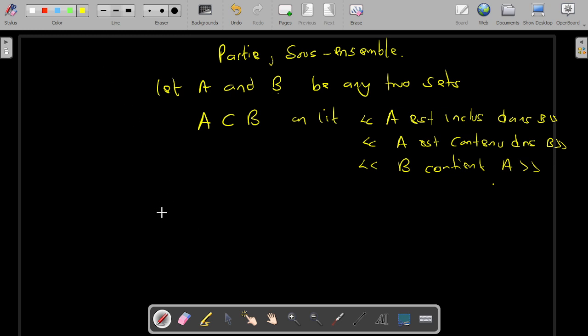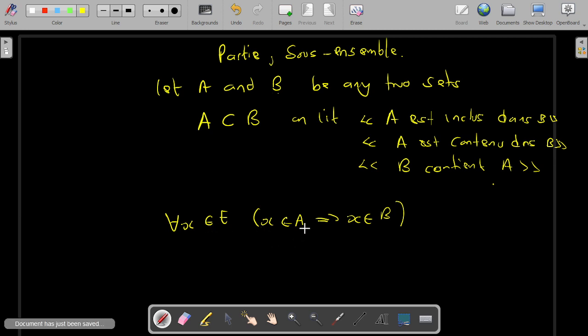So you basically have quel que soit X dans E, on aura: whenever X is an element of A, then X is also going to be an element of B. So we basically have an implication here. This is a formal way of expressing the idea of subsets.